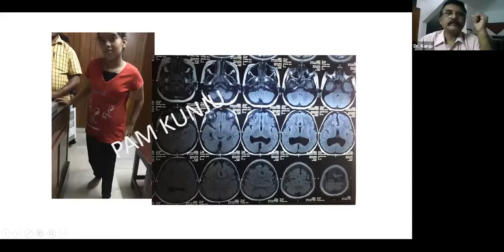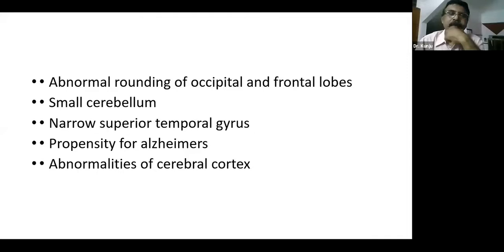And now just a few questions to our audience. I don't know whether they'll be answering or they can just put the answers there. There's an abnormal rounding of occipital and frontal lobe. This again is from the Nelson chart only. The same chart which I have shown: a small cerebellum, narrow superior temporal gyrus, propensity for Alzheimer's, and abnormalities of cerebral cortex. Anybody who is giving an answer in this case?